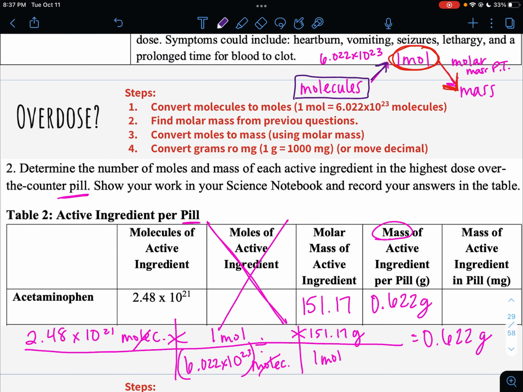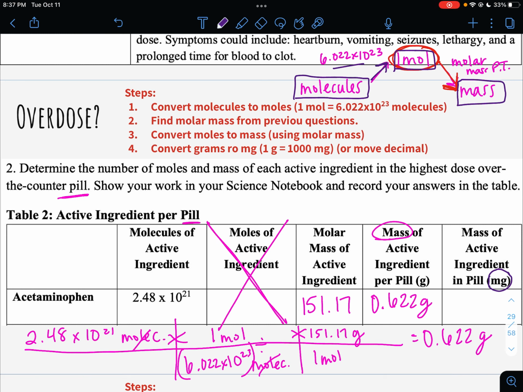We converted to moles using Avogadro's number, and then we converted to mass using our molar mass. So we just followed our little steps and plugged it into our calculator. Okay. The last thing we're going to do is look here. This wants the answer in milligrams.